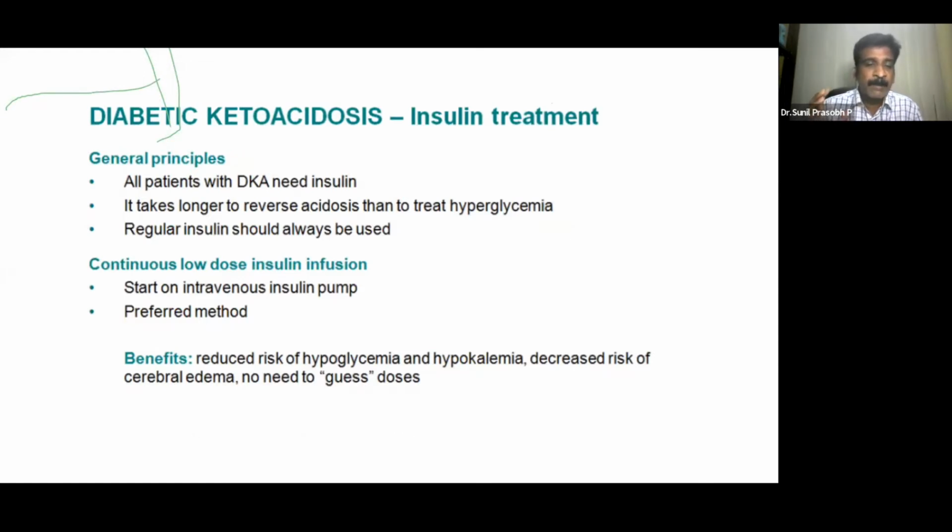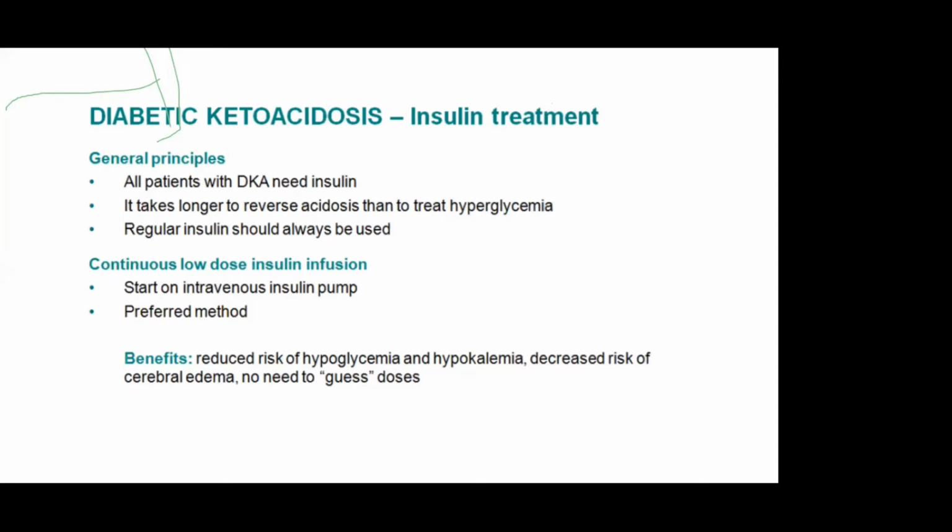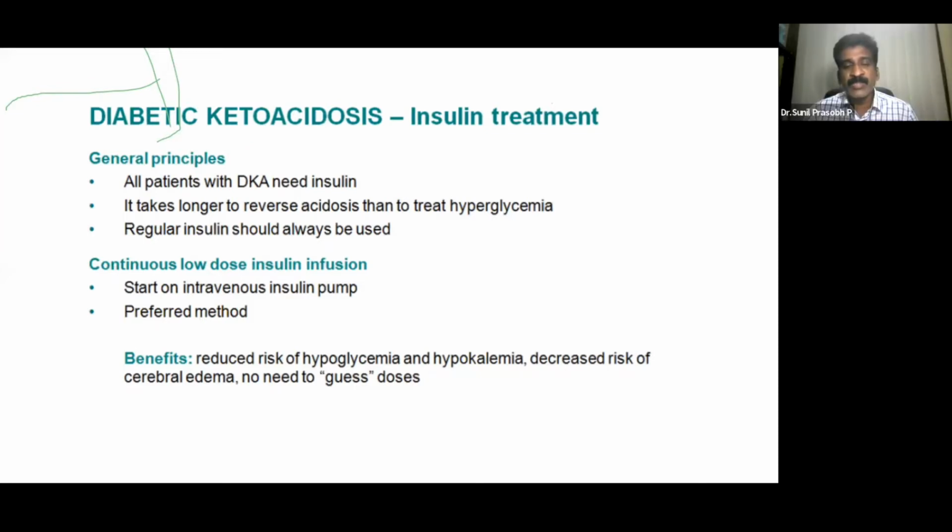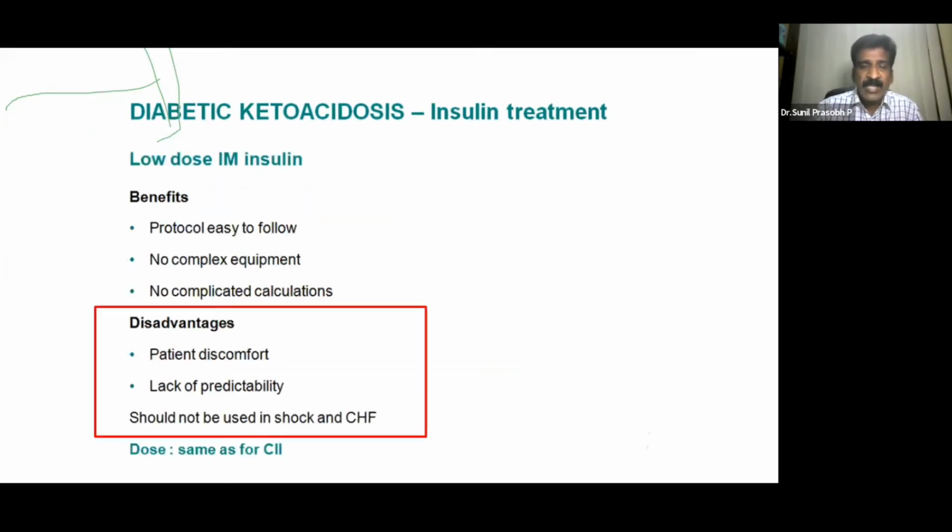That is the most preferred method, basically because if you are giving insulin through a continuous infusion, it causes a reduced incidence of hypoglycemia and hypokalemia, and there is also a reduced risk of cerebral edema. As I have already told you, some say that even in mild cases, we can preferably give intramuscular insulin.